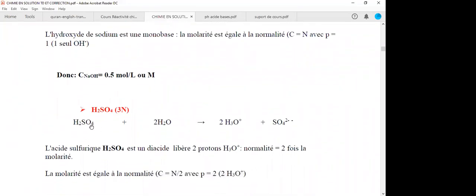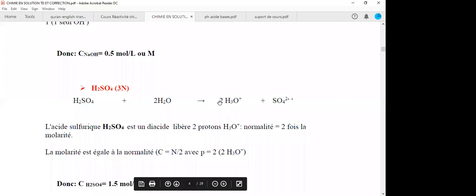So we've got sulfuric acid, which we've been given with a normality of 3N. Sulfuric acid reacts with 2 moles of water to form 2 moles of hydronium plus the SO4 anion. So sulfuric acid is a diacid, meaning that it gives out 2 protons.